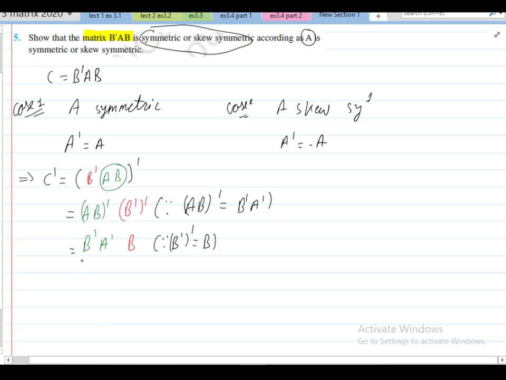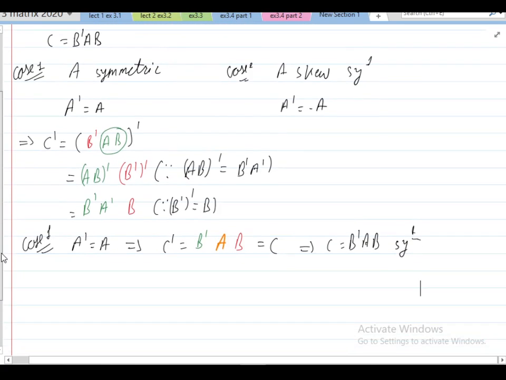Now here, case number 1: if A' is equal to A, then C' will be B' A B, which is exactly the same as C. So here C' is equal to C, therefore C is symmetric.